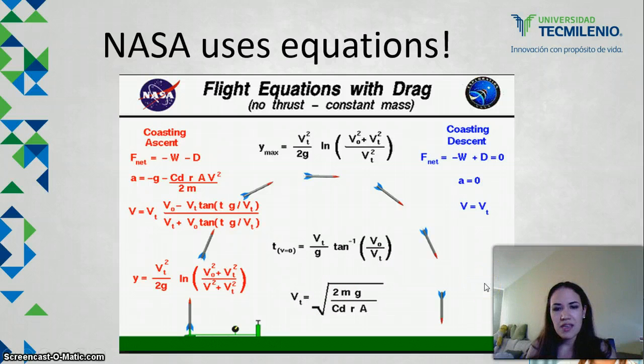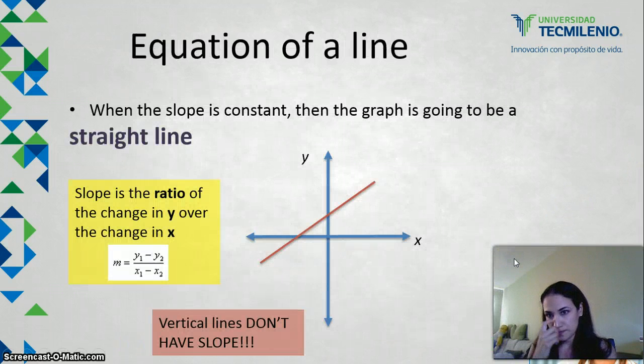So if you see, they may seem a little bit complicated, but once you start looking into them as values that need to be resolved in order to find some other things, you can think that they are not so difficult. So let's move into the equation of a line. And we find that when the change in the x's and the y's, or the ratio between the change of the y's and the x's, is constant, then the graph is going to describe a straight line. This means that the slope is going to be constant.